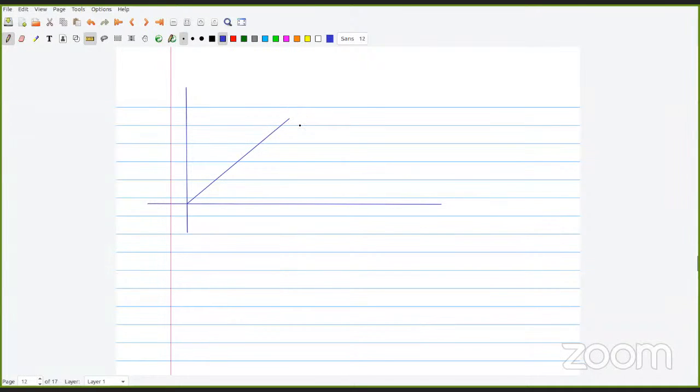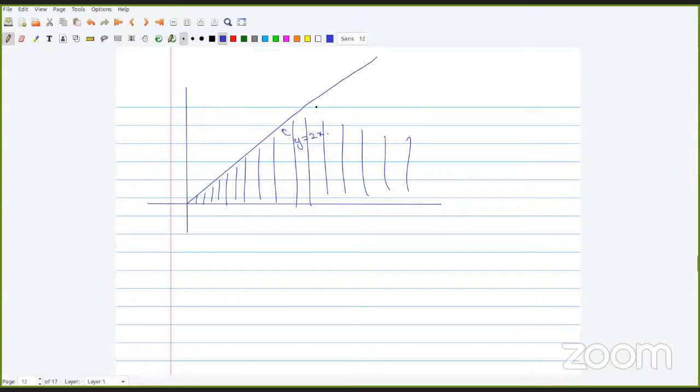Okay, let us take this first. Let us say this line is y is equal to 2x. Now I'm looking at the region below it. Now I need the limits of x and the limits of y.